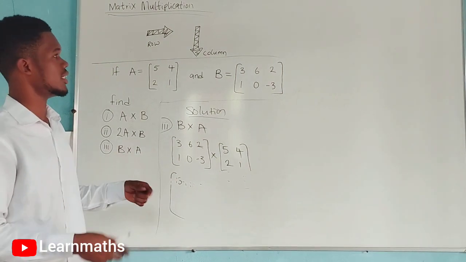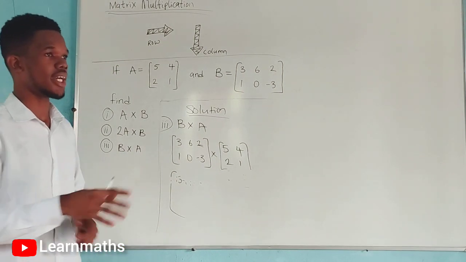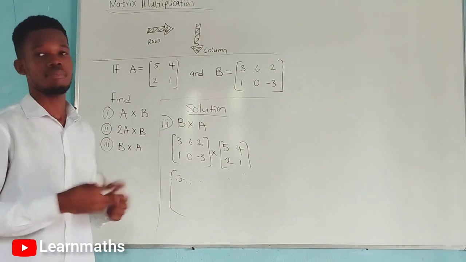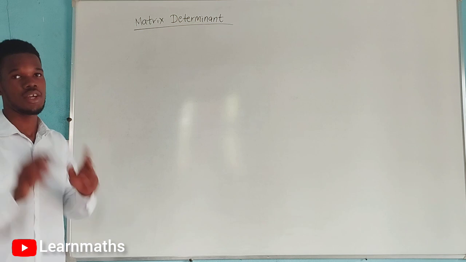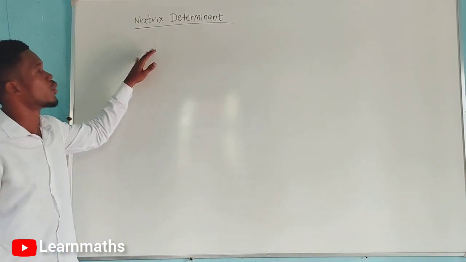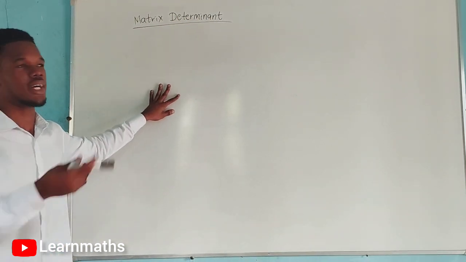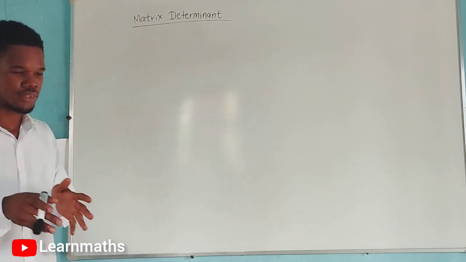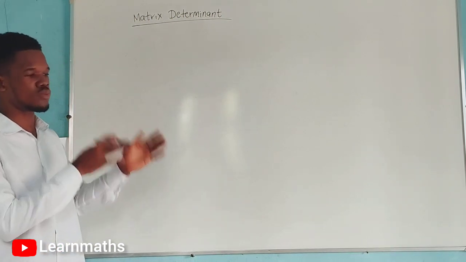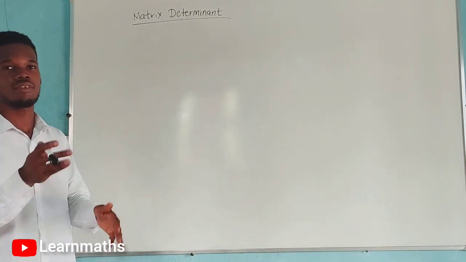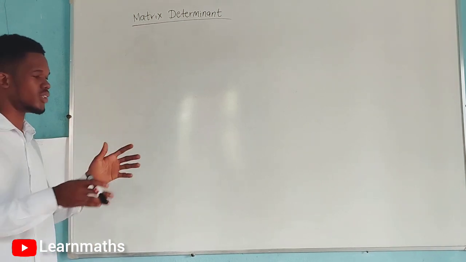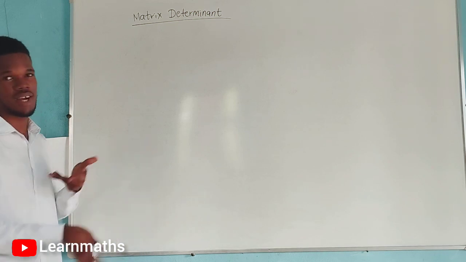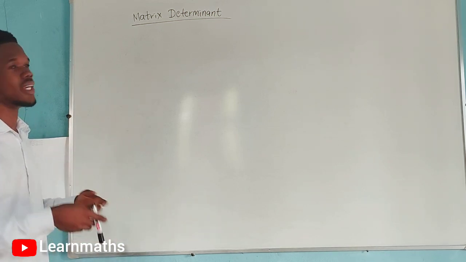Let's go to determinant of matrix. Let's look at finding the determinants of matrices. Alright, so before we proceed with determinants, take note of this. Only squared matrices have determinants, right? You can only find the determinants of a squared matrix. That's a 2 by 2 matrix, a 3 by 3, a 4 by 4, 5 by 5, and so on. You cannot find the determinants of a 2 by 3 matrix or a 4 by 5 matrix. It has to be a squared matrix.